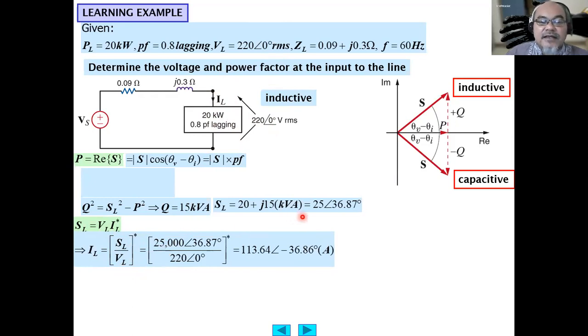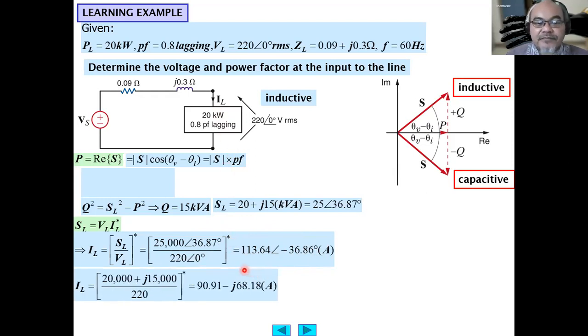So SL here is 25,000, 25 kilovolt ampere, with the phase angle 36.87 degree, divided by 220 volt with a 0 degree phase angle. So this equals this magnitude divided by 220, 25,000 divided by 220, we obtain 113.64, and this angle minus 0 is 36.87. Then since it is a conjugate, it is the negative of this angle, so it becomes minus 36.87. So this is the current IL.